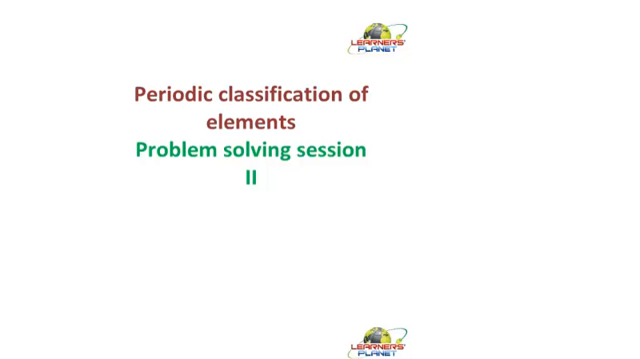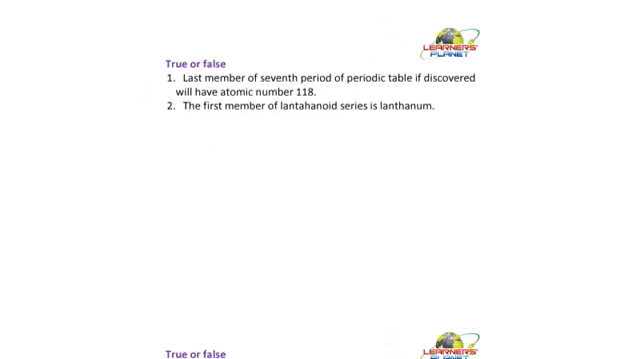Now in our previous session, students, we were solving questions related to various types of classifications given by different scientists like Newlands, like Dobereiner, and also about Mendeleev's classification. In this session, we will be solving questions related to the arrangement of elements in the long form of the periodic table. So, let's start our problem solving session.